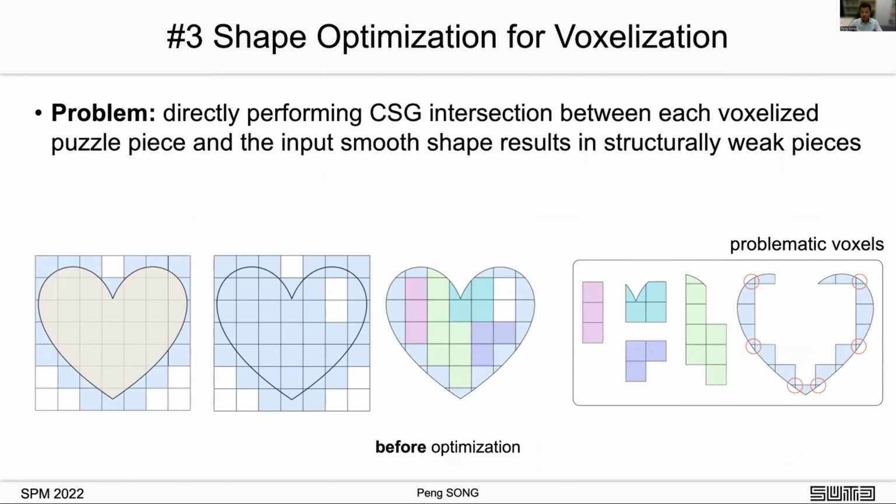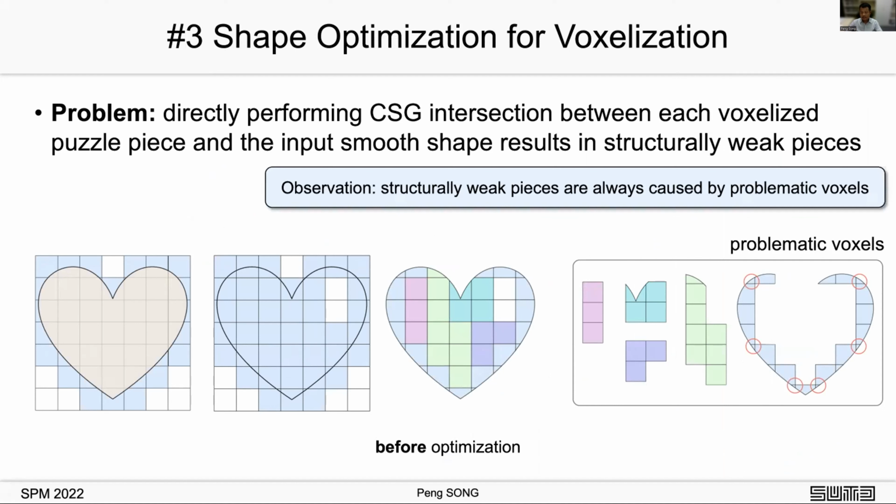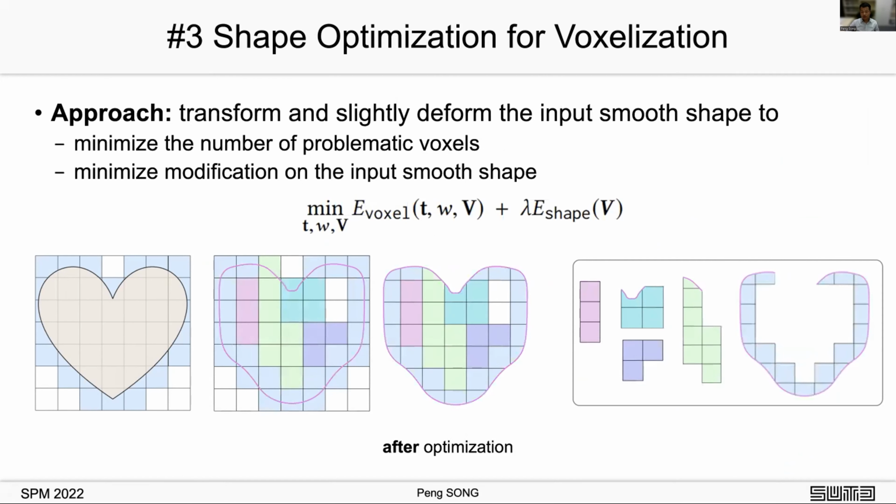Our third contribution is shape optimization for voxelization. As aforementioned, directly performing CSG intersection between each voxelized puzzle piece and the input smooth shape results in structurally weak pieces. Our observation is that these structurally weak puzzle pieces are always caused by problematic voxels that cover a tiny input smooth shape. Hence, we propose to transform and slightly deform the input smooth shape to minimize the number of problematic voxels, as well as minimize modification on the input smooth shape.